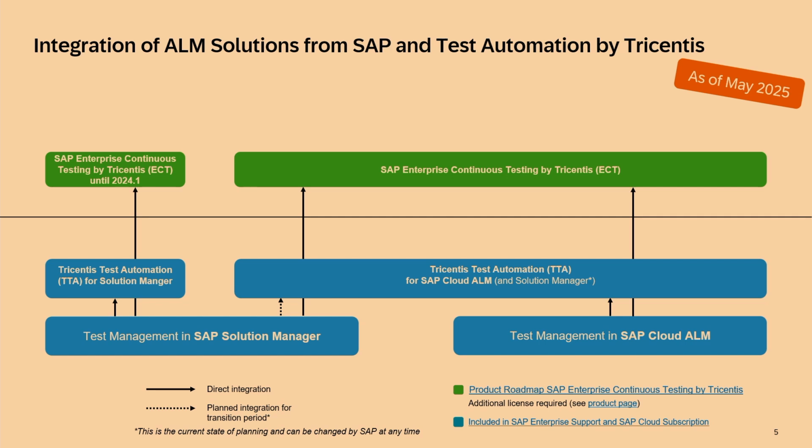For TTA, integrated with Cloud ALM, we also want to provide soon the possibility to connect the cloud version of Tricentis to Solution Manager, if you are still running your ALM processes in Solution Manager, like many customers who are still waiting for ChaRM to have the same features in Cloud ALM and still want to work in Solution Manager. They can still work in Solution Manager, but already use the cloud version of Tricentis Test Automation.